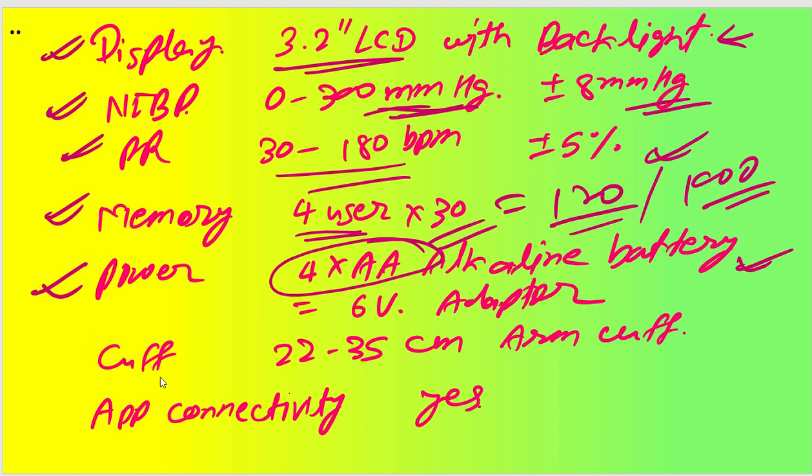there will be a cuff requirement, which will be a 22 to 35 centimeter arm cuff, which is used for adults. Okay, and app connectivity can also be given. Let's say you want to connect it through a healthcare app, so that whenever you measure the value, that value will be displayed on your mobile phone as well. Okay, and this is how you can connect it, or you can connect it through Bluetooth as well. So all those functionalities can be given.